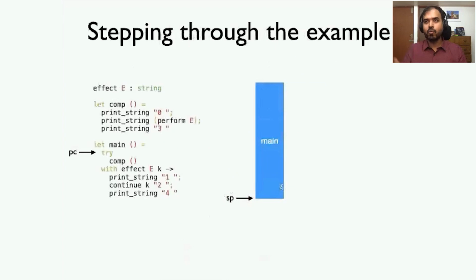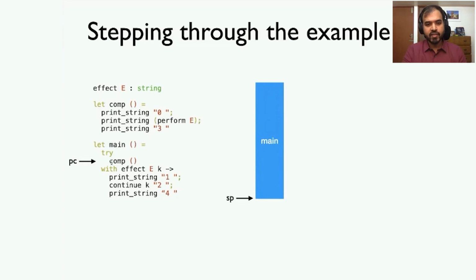Okay, so let's walk through the example step by step, where I will also show how the runtime system behaves in terms of how we manage the stacks for the effect handlers. On the left-hand side, I have the program where I show the program counter. On the right-hand side, I have the current stack. The stack pointer is currently pointing at the top of the main function, just about to enter the effect handler. I call it the effect handler because the computation is here and I have an effect pattern here. So I'm going to enter the handler.